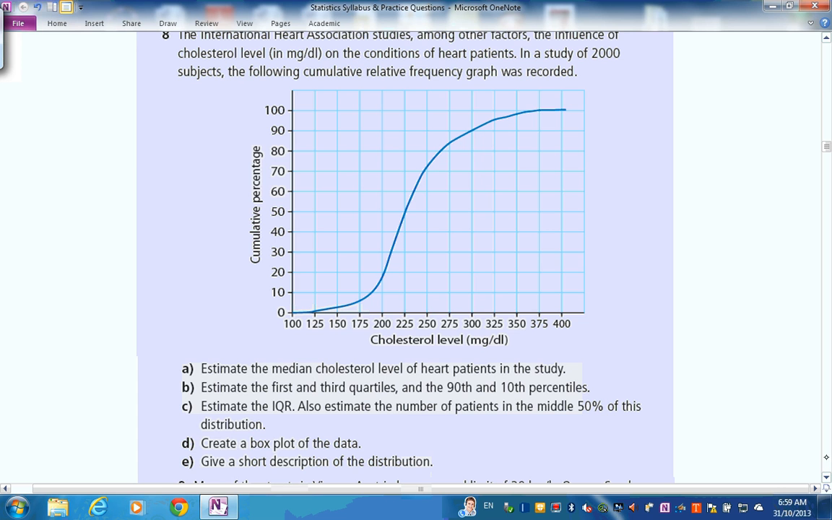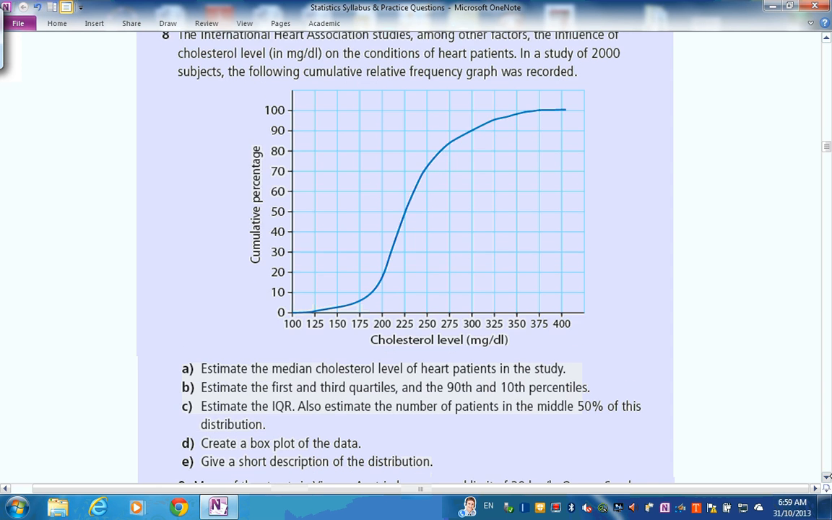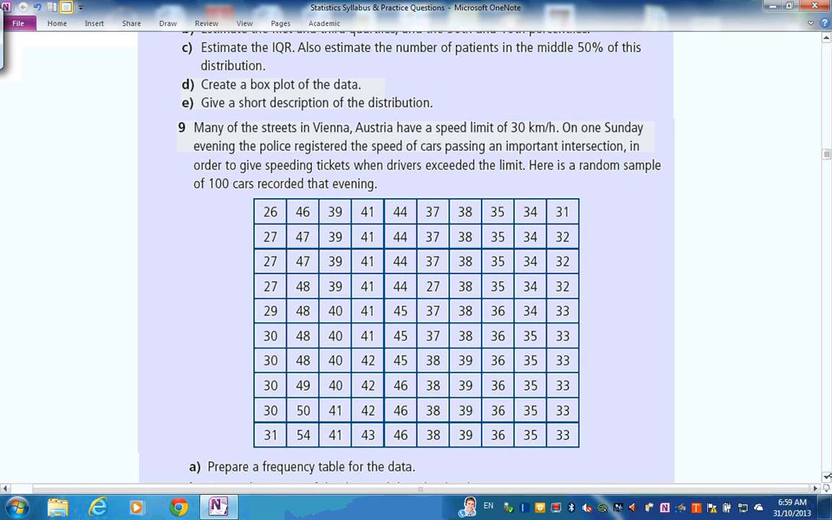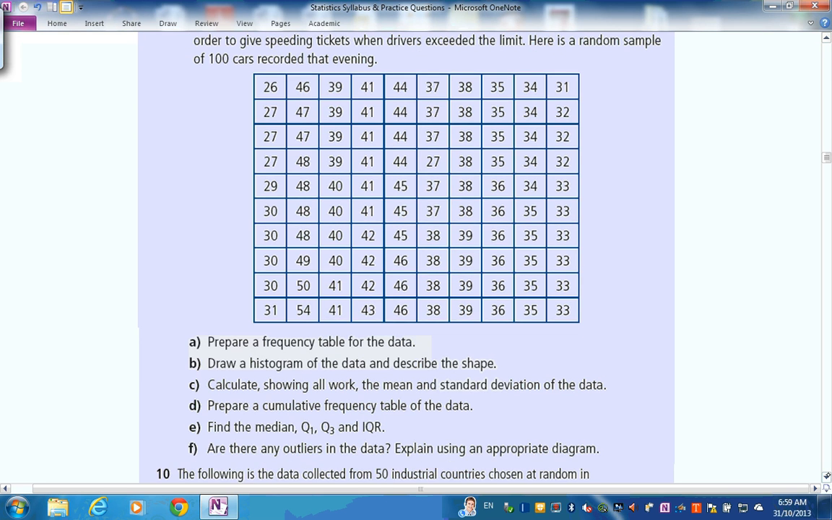Question 8, I think that fits in there just. Let's sort of look here. Let's just go on to 9 there. Rest of 9.